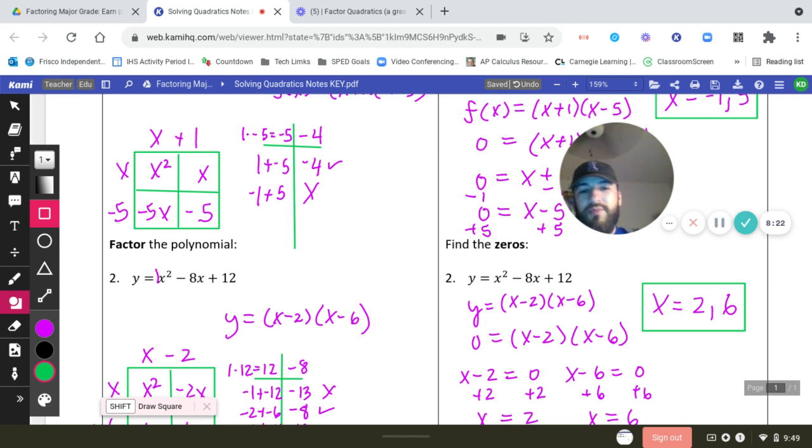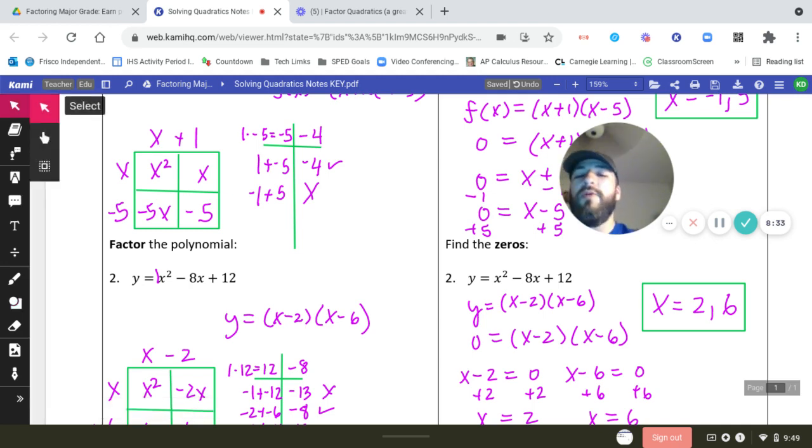All right, pretty easy, pretty smooth sailing. We're really just adding that one step of, once we factored it, set the factors equal to 0. And that is your final answer. Pretty straightforward with what we're doing today.